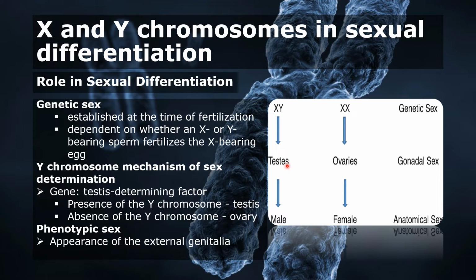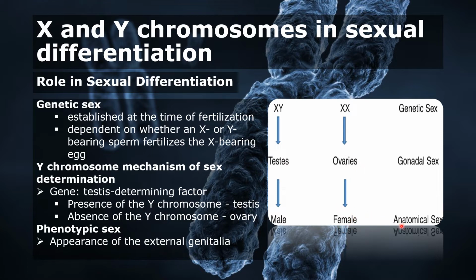So before the 7th week of embryonic life, the gonads of both genders appear identical, but because of this gene, which is the testis determination factor, and under the influence of the Y chromosome, the immature gonad becomes a testis for male. If there is an absence of the Y chromosome, the gonad will differentiate into ovaries for female.